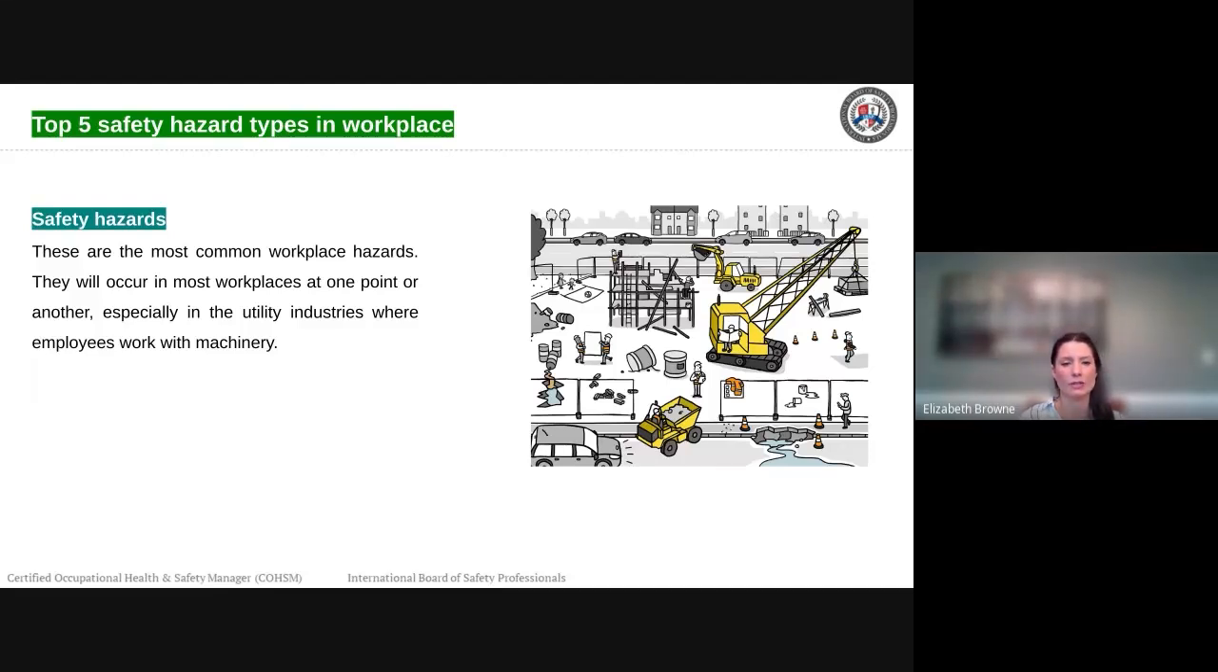So safety hazards are the most common workplace hazards. They'll occur in most workplaces at one point in time or another, especially in utility industries, construction industries, or any kind of industry where employees are working with machinery. The machines can definitely make the job more productive and can allow a worker to do things that prevent other injuries, like manual lifting injuries are prevented by using a forklift. But they do have their own set of safety hazards that are inherent to their use. So we have to be aware of those and ensure protection for employees from these hazards.